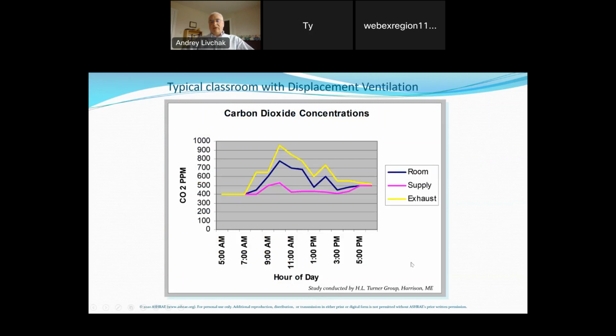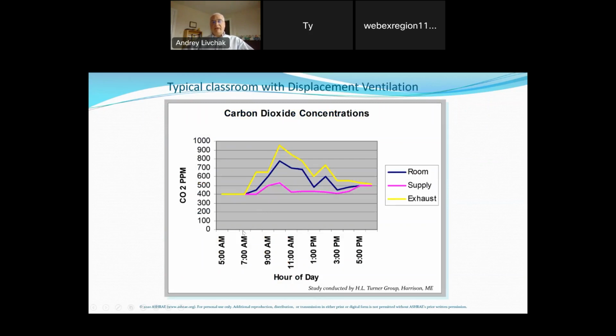This study was done in a classroom as well. What you can see here is the carbon dioxide concentration in the classroom along the whole day. Yellow is the CO2 measured in exhaust, magenta is in supply, and the blue color shows the CO2 concentration measured in the classroom.